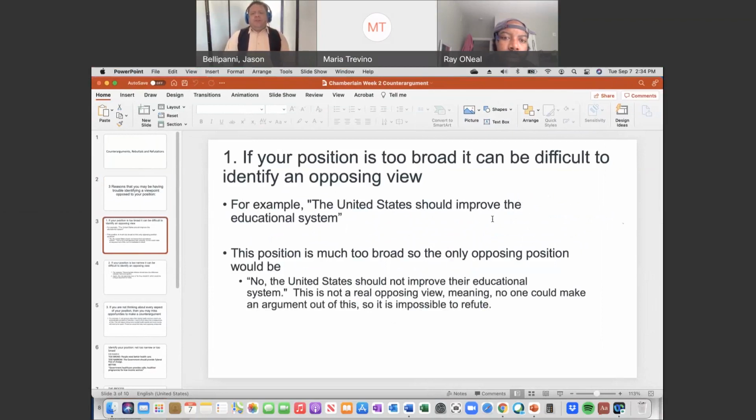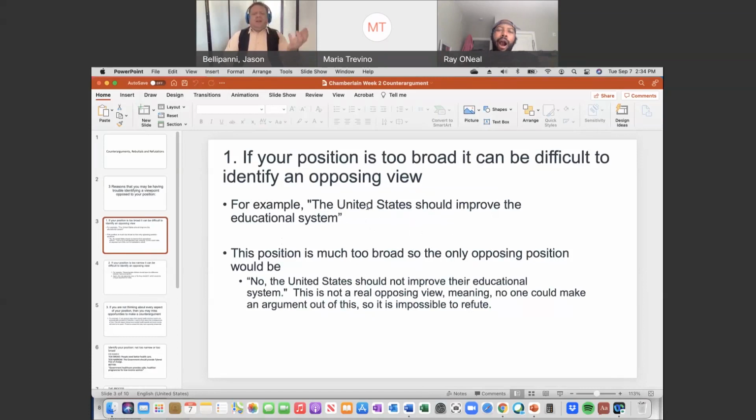The United States should improve the educational system. Super broad, hard to make it an argument. And you're not going to find the opposing view that just says, no, they shouldn't improve the educational system, because it doesn't exist as an argument. So you need to get it narrow enough that there's a clear other side to it, right?